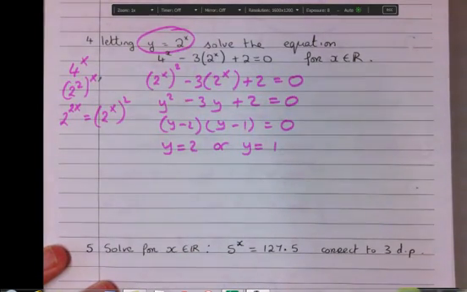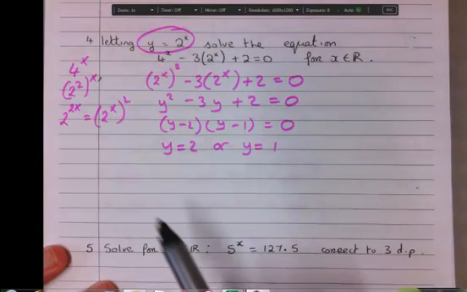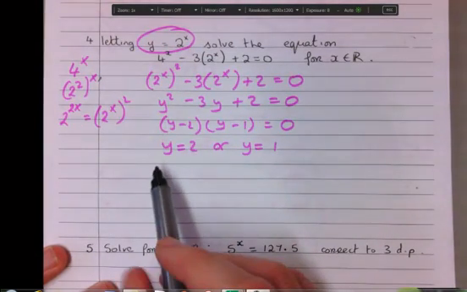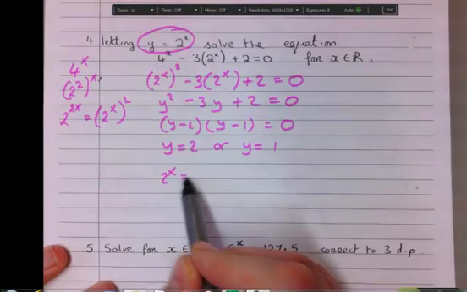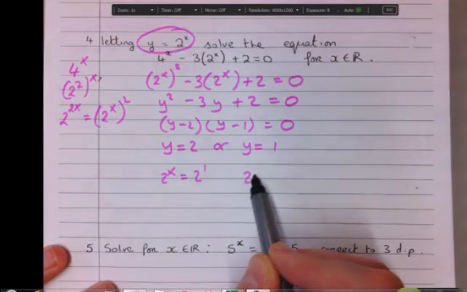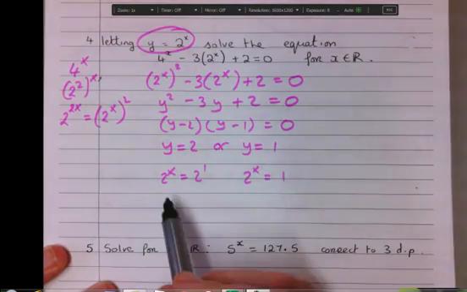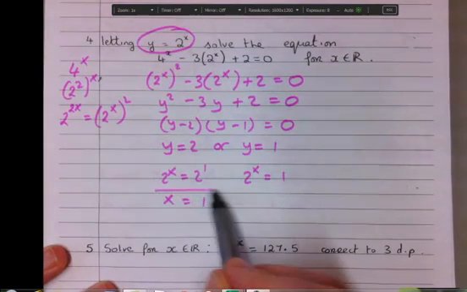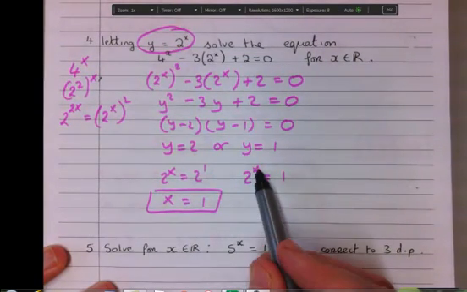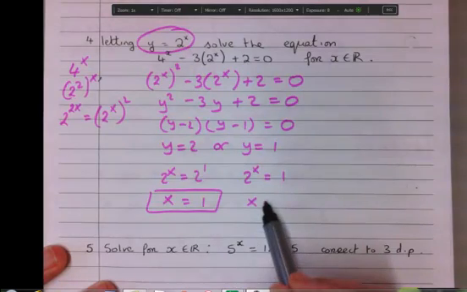Now very often people stop at this point, and they forget that they have made a substitution, so they have to reverse that substitution. So 2 to the x equals 2 to the 1. 2 to the x is equal to 1. So here we say x is equal to 1. Here we say 2 to the power of what will always give me 1? x would have to be 0.